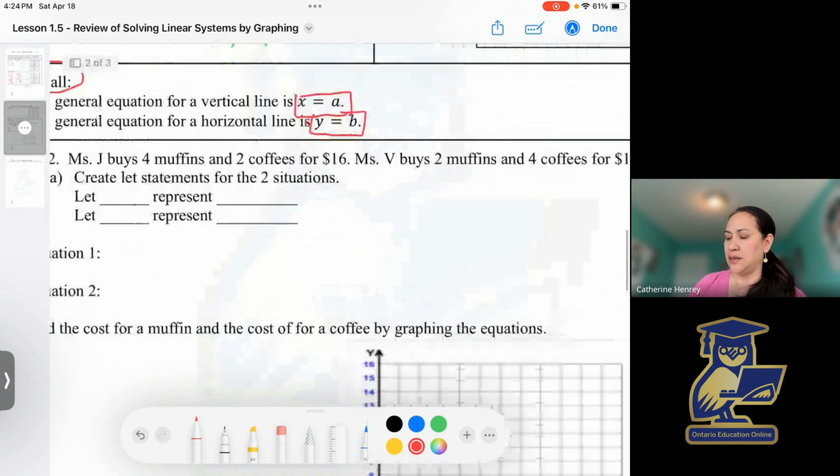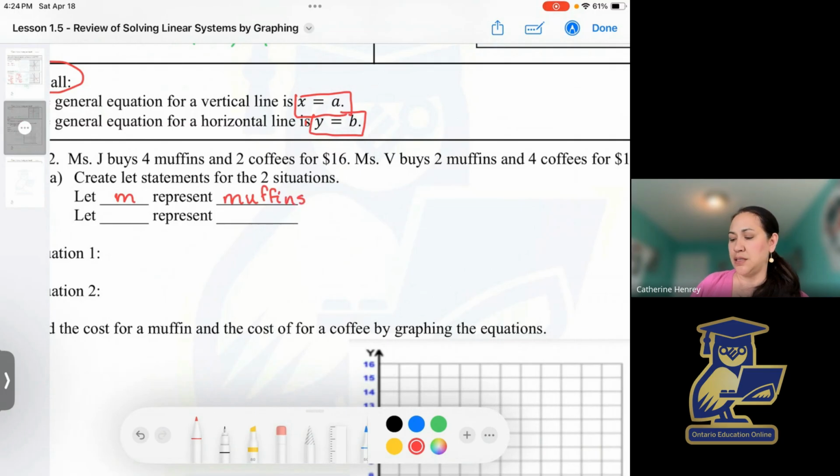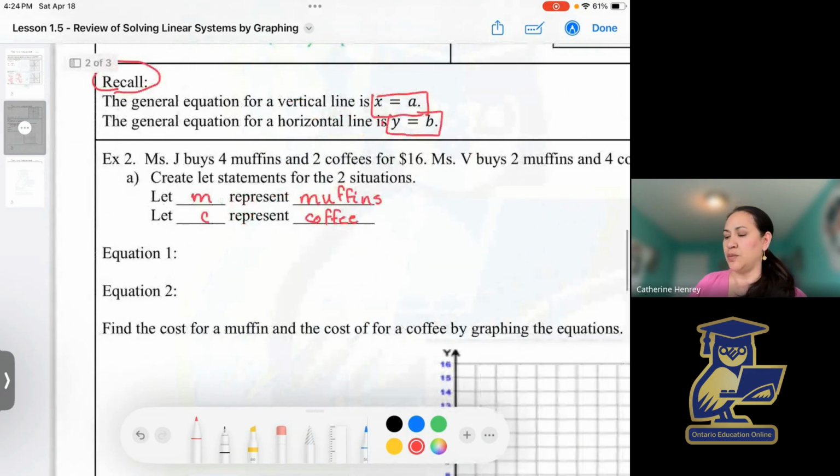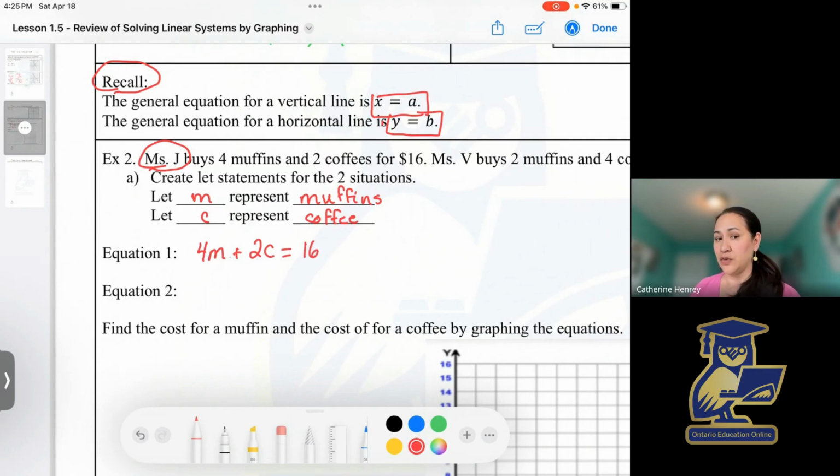So let's let M represent muffins, and C represent coffee. So if we were to come up with an equation for Ms. J, she buys 4 muffins, so 4M, and she buys 2 coffees, 2C, and she spends a total of $16. So that's our first equation.